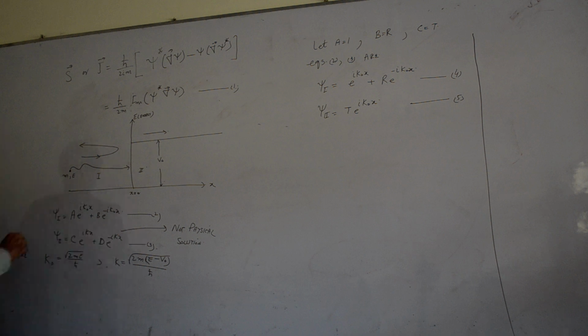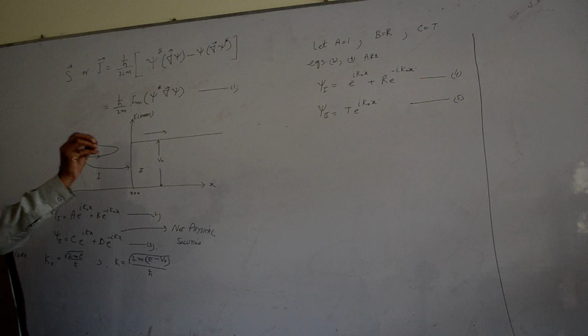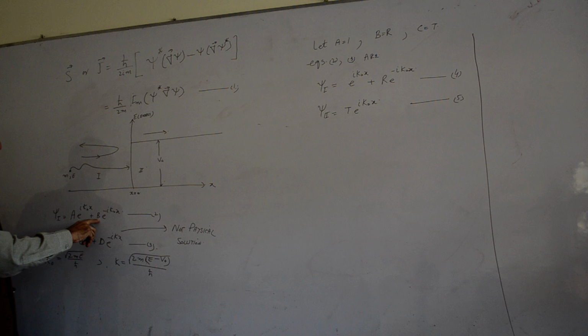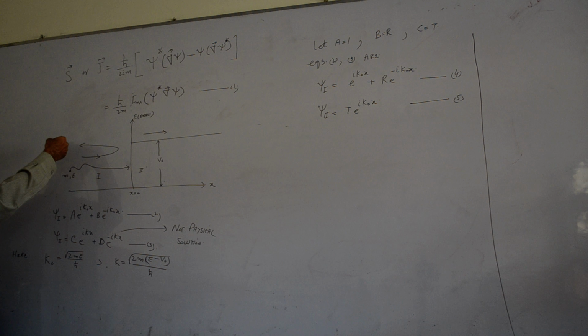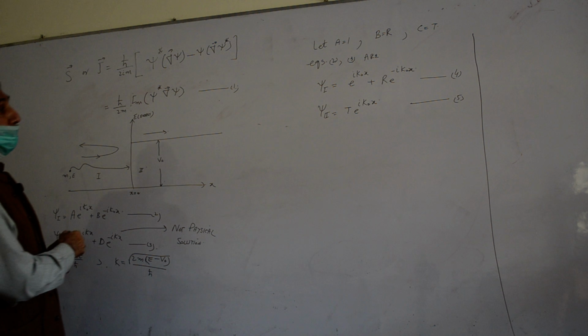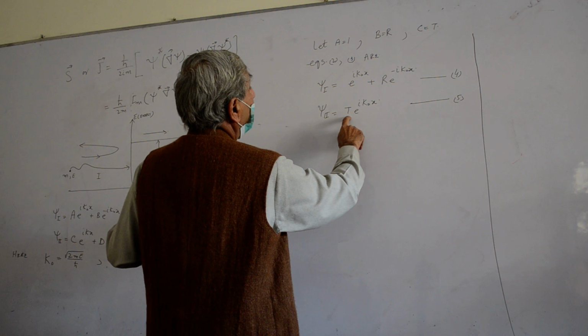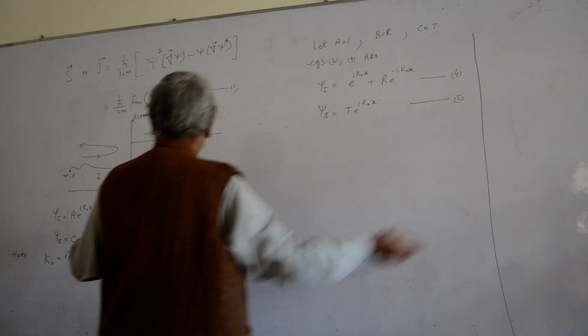Besides, in order to simplify, we say A is 1. A equal to 1 means that a unit amount of particles are going with wave number k naught in the positive x direction. Then out of 1, B amount is coming back in the same region in the negative x direction. B is R and C is T. T means that much is transmitted into that region.